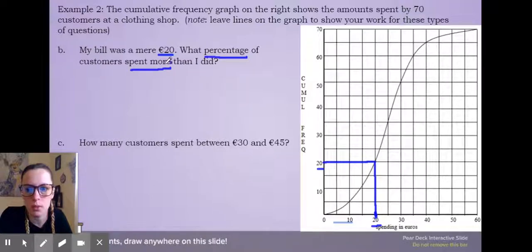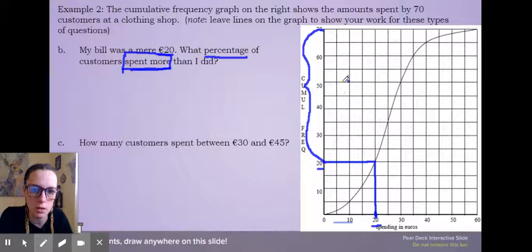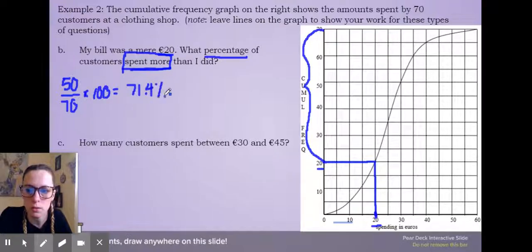So in order to figure out what percentage of customers spent more than I did, I can do this two different ways. Number one, they're asking me about the people who spent more than me. So this many people spent more than I did. 70 minus 20, so that means 50 people spent more than me. If they're asking me for a percentage, though, I'll have to divide that by the total number of people and then times 100. So I'm looking at 71.4%.